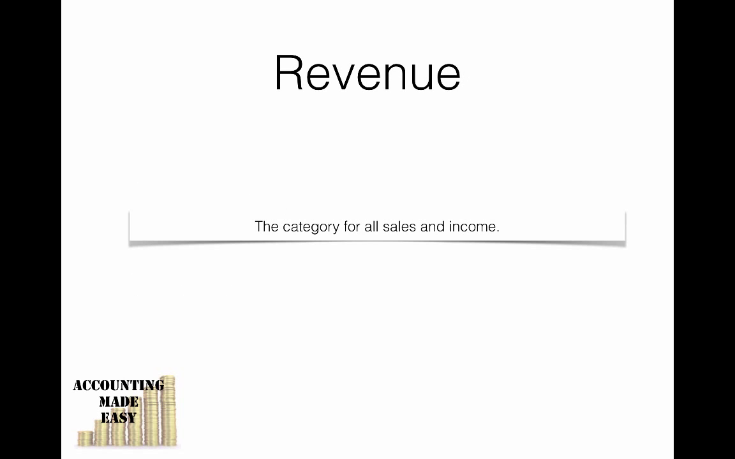So firstly here we've got revenue. Let's be honest, this is pretty self-explanatory. Posted to revenue is all your sales and income. So for example, if you sell flowers, any flower sales, for example bunches of flowers, you'd post to revenue.